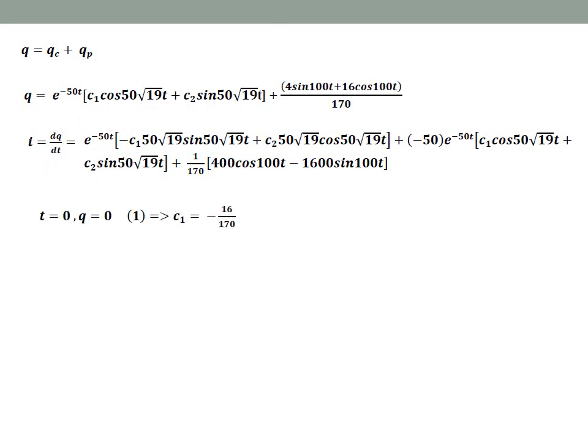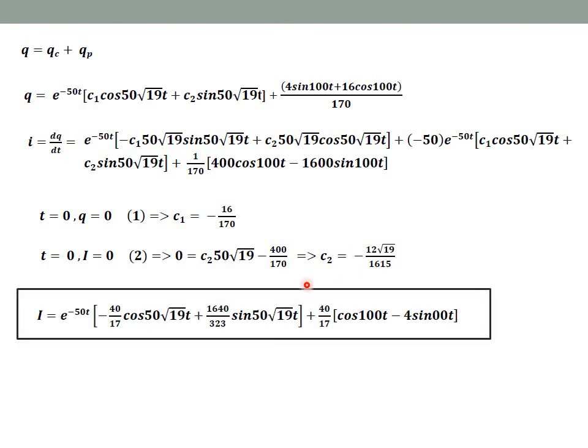What are the conditions? Initially at time t is 0, my charge q is 0. Apply it here in the first equation. This is my first equation. When I apply it, I'll get c1 is minus 16 by 170. You try to simplify it by yourself, you will get it very easily. And my second condition is time t is 0, current I is 0. Put it in my second equation for I. So I'll get c2 is minus 12 root 19 divided by 1615. Then finally my current I is equal to, just substitute the values everywhere, and it is simple.